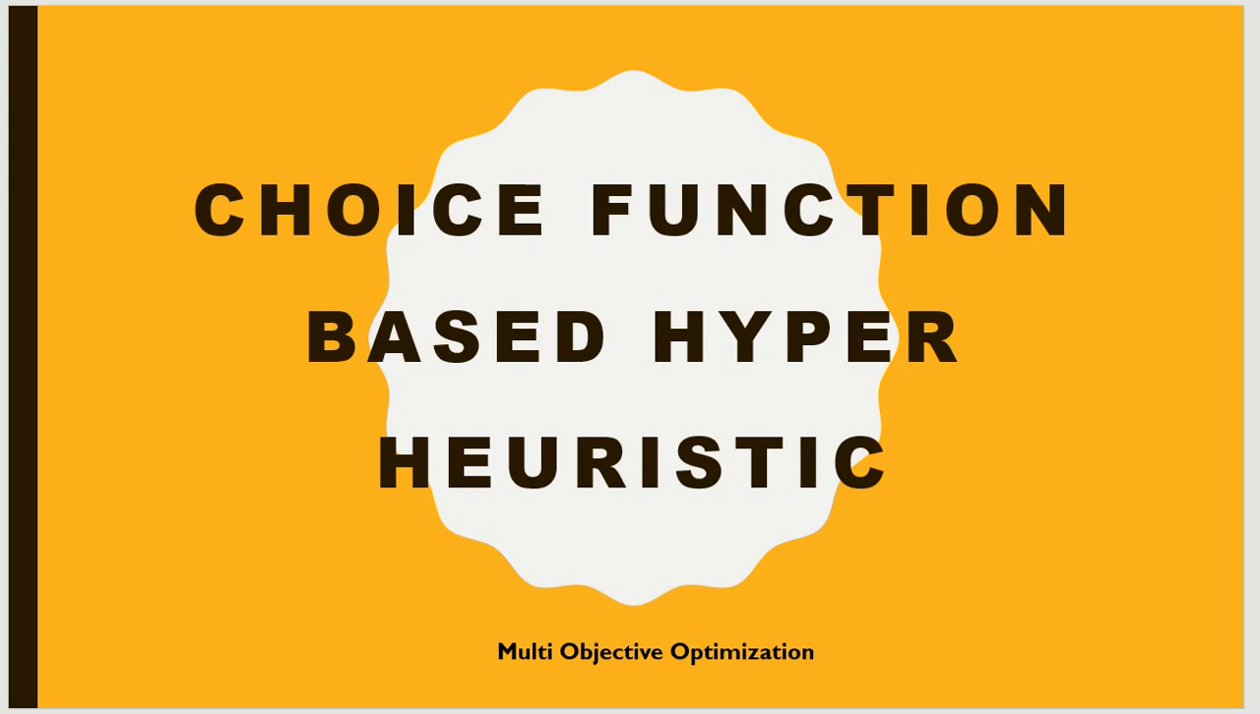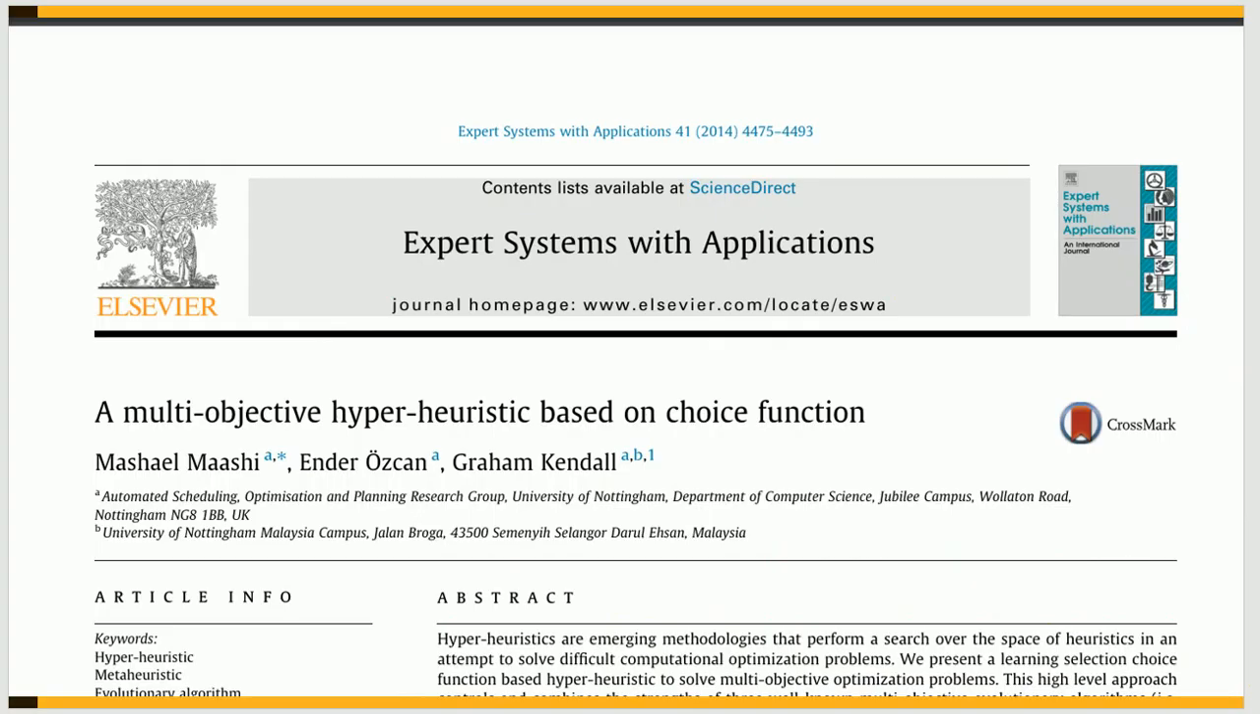So first I'm gonna review a popularly used choice function in hyperheuristic algorithm. The choice function has been applied in this journal article titled "A Multi-Objective Hyperheuristic Based on Choice Function." The authors are Mashael Mashi, Ender Oskan, and Graham Kendall. It has been published in Elsevier.